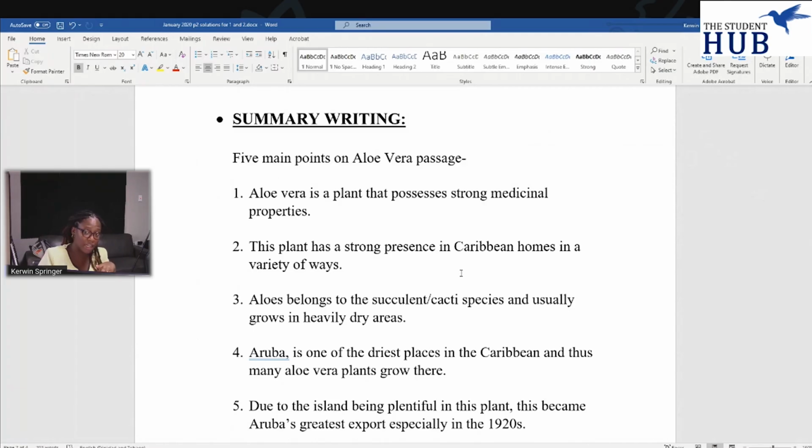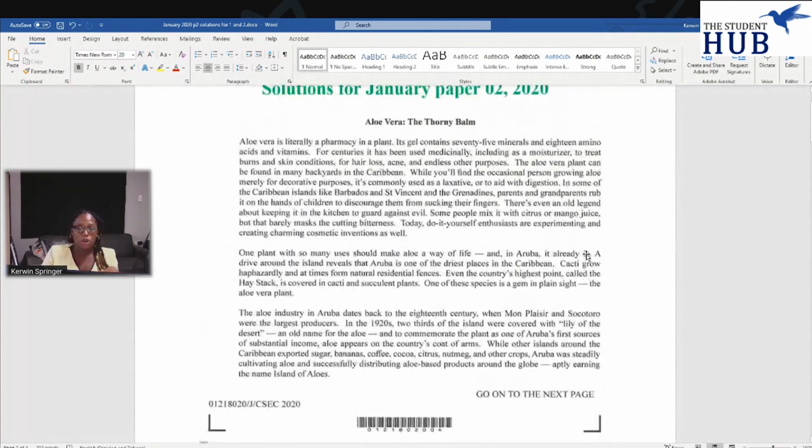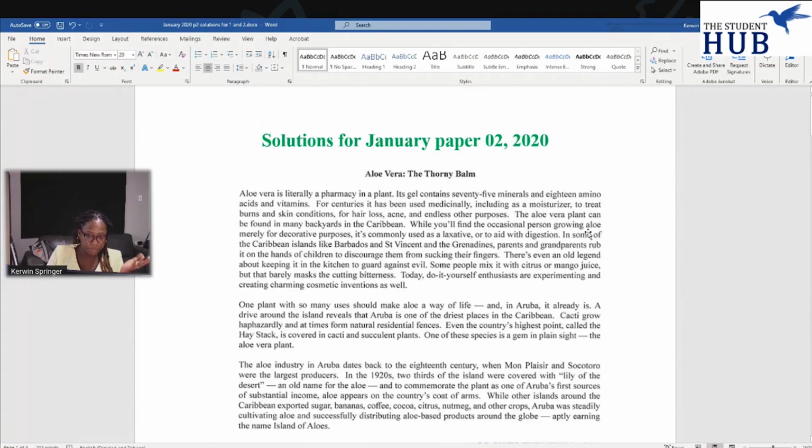The second main idea we have now is this plant has a strong presence in Caribbean homes in a variety of ways, right? So we would have seen in the first paragraph, after they talked about, yes, aloe being so good and healthy and stuff, they talk specifically about the Caribbean and what aloe vera means in the Caribbean and in Caribbean households. What they also said is that it's used in a mystical way.